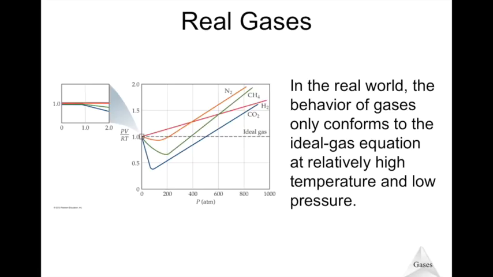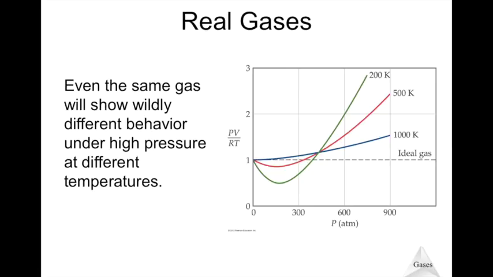So finally, in the real world, we would talk about the ideal gas law, right? In the real world, things don't really work according to the ideal gas laws all the time. So it's only going to conform to the ideal gas equations at relatively high temperatures or relatively low pressures. So we're down here, right? Low pressure and relatively high temperature, low pressure. So this is where we're behaving ideally. Even the same gas will show wildly different pressures, different behaviors under higher pressures and at different temperatures. So it definitely breaks down when you're not at our ideal conditions.